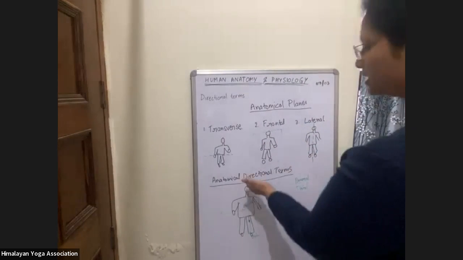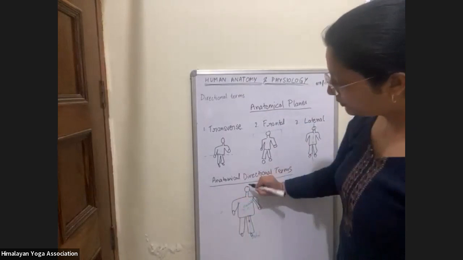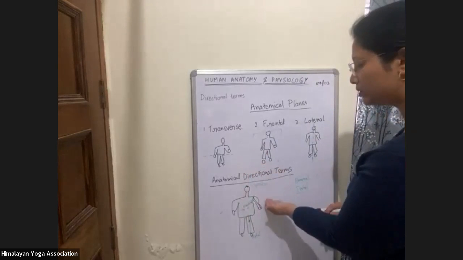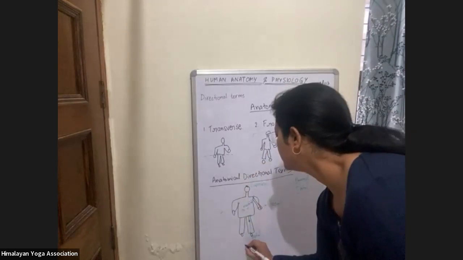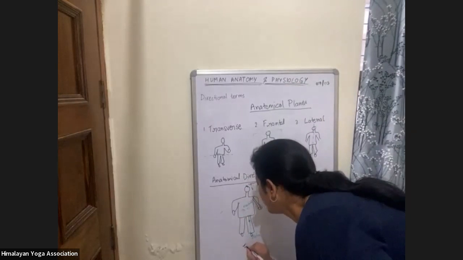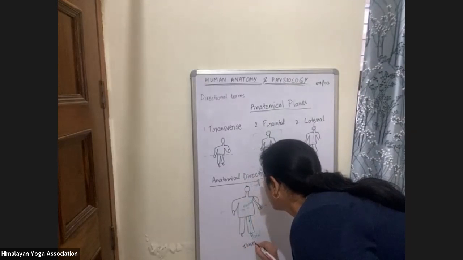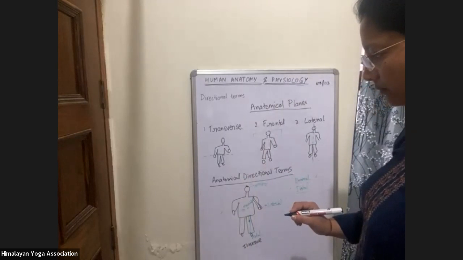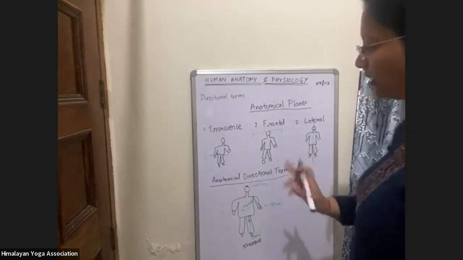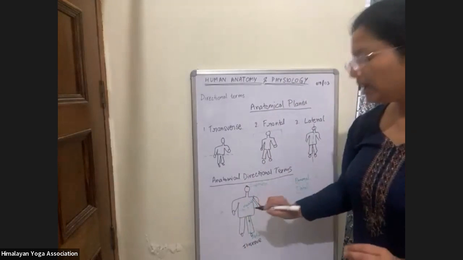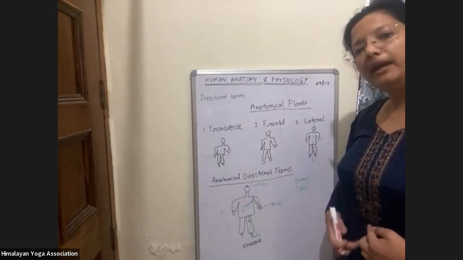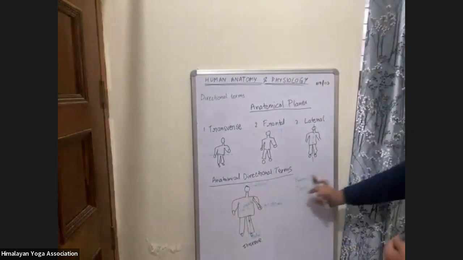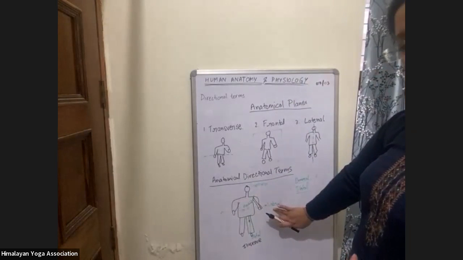Now, if you see vertically, if it is towards the head, it's called superior. And if it is towards the legs, then it is called inferior. Another set of terms we have is medial. If it is towards the mid, it's called medial. If it is away from the middle, then it is called lateral.